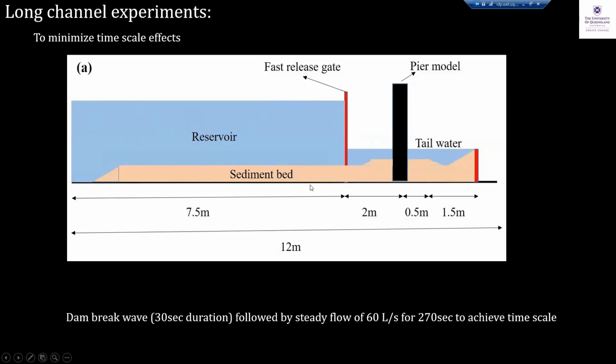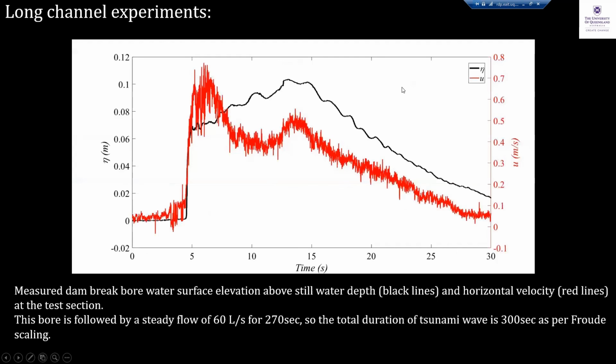And to get rid of the time scale effects, we created a longer duration wave so that the time scale effects are reduced. Here, what we do is first we release the reservoir and then we maintain the same discharge as what we get for a dam break flow to achieve a total duration of 270 seconds or 300 seconds to eliminate the time scale effects. And similarly, we have the pier model of the same diameter.